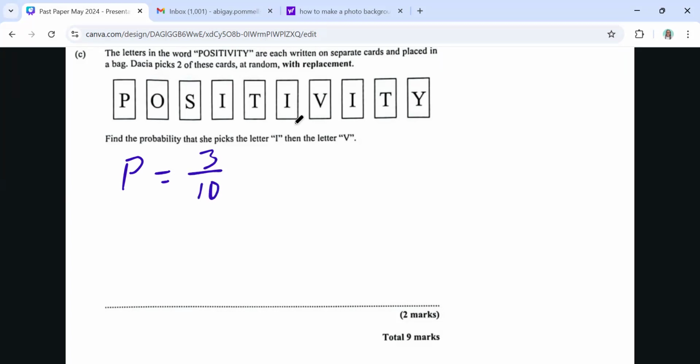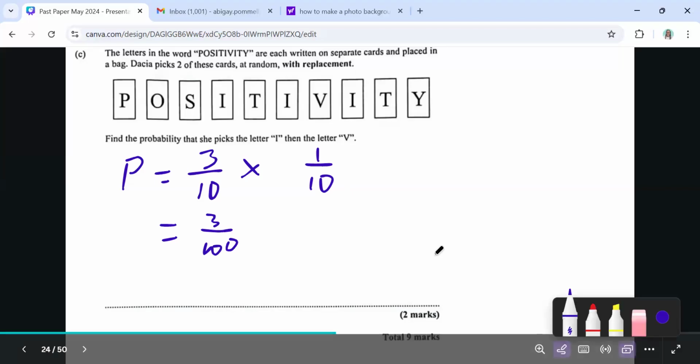And then they said V, right? So how many V's are there? 1 V. So 1 out of 10. It says find the probability that she picks the letter I, then the letter V. So we're going to multiply. 3 times 1 is 3, and 10 times 10 is 100. And that's our answer here. So at random, she'll be picking the cards 3 out of 100. Not bad.